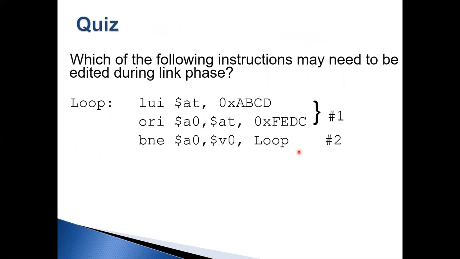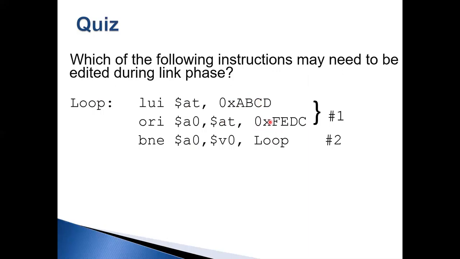Okay, so here is an example. I have three lines. Which of the following instructions may need to be edited during the link phase, the linker phase? Which means that I don't have the absolute address yet. I have to wait until the link. Which one? So LUI loads this address into the upper half of the register. Then I OR that register with these 16 bits, and then I branch when it's not the same to this location. So which one needs to wait until the link phase?